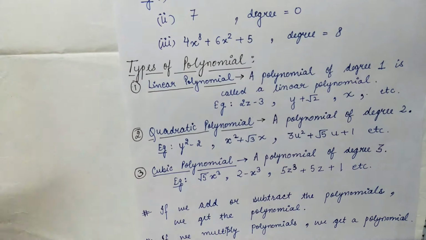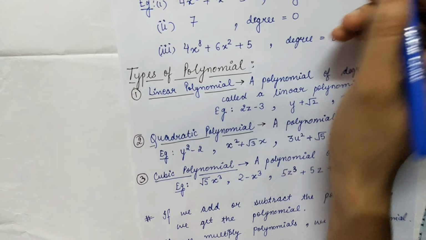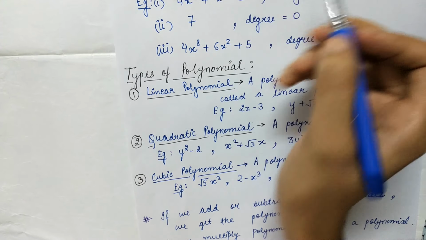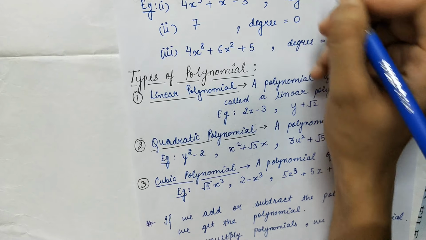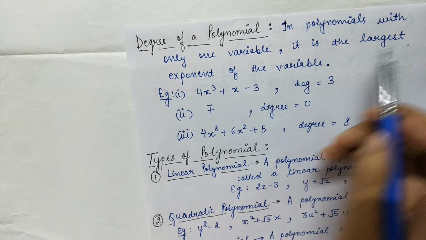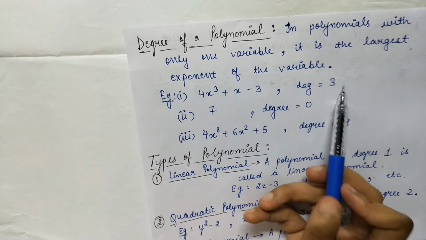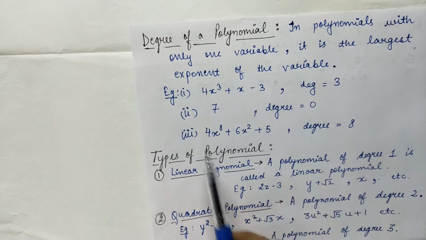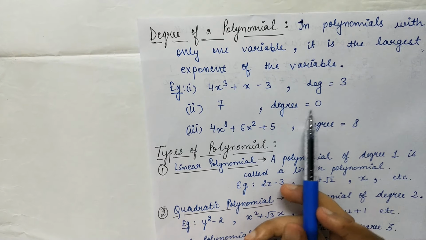Now we move on to the degree of a polynomial. What is the degree of a polynomial? In polynomials with only one variable, it is the largest exponent of the variable. We have this polynomial, its degree is 3. For 7, the degree is 0 because the variable is to the power 0, and in this case the degree is equal to 8. So constants have degree 0.